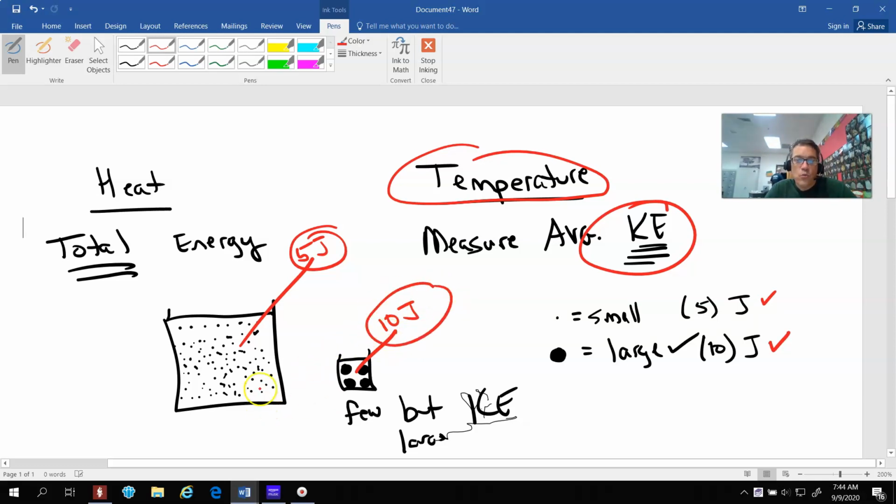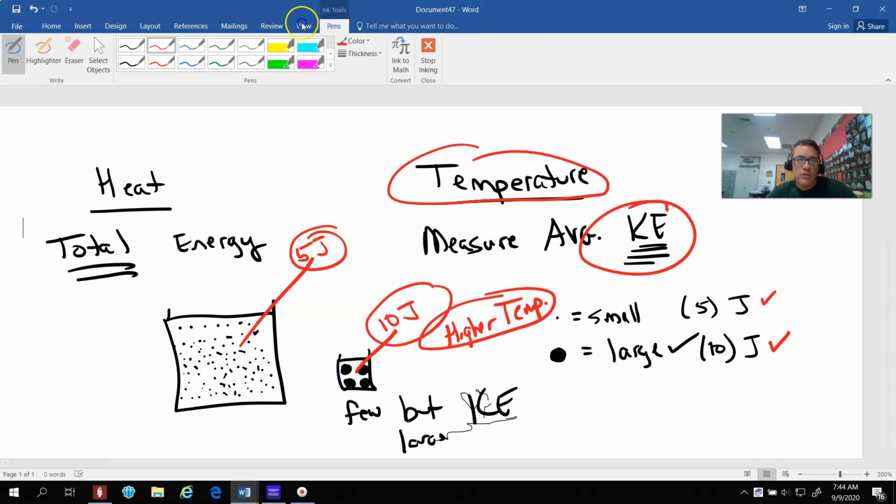All right, so if we just look at the temperature aspect of this, then what we end up seeing is that the smaller one over here is going to have a higher temperature. All right, so the temperatures of these are not the same. This one's going to have a higher temperature.